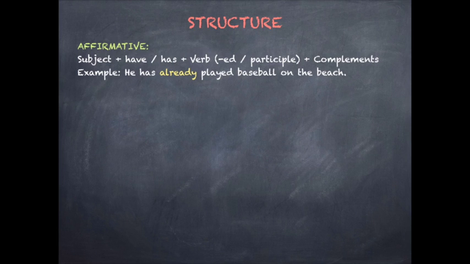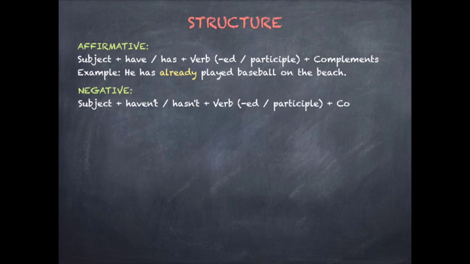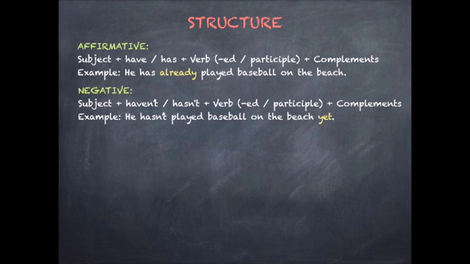Pay attention to the use of the third person singular form of the auxiliary and the fact that we use a special particle, already, which will be one of the typical perfect keywords. In the negative, the auxiliary gets the negative particle, not, as usual. So the only change is the contracted negative, haven't or hasn't, depending on the subject again. Our example would change to, he hasn't played baseball on the beach yet. Look how in the negative we haven't used already, but yet, another keyword for perfect tenses.